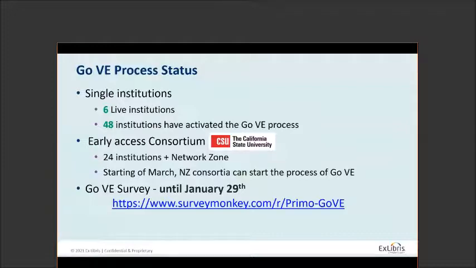By the beginning of last November, all single Alma institutions received access to GoVE. During these 3 months, which included the holidays vacation, 48 single institutions hit the GoVE button and began setting up their Primo VE. Of those, 6 institutions have already completed the process and have gone live with Primo VE. This is, of course, in addition to other Alma Primo institutions that began the process before GoVE was launched and have gone live since, and new Alma institutions that have gone live with Primo VE as part of the implementation of Alma.